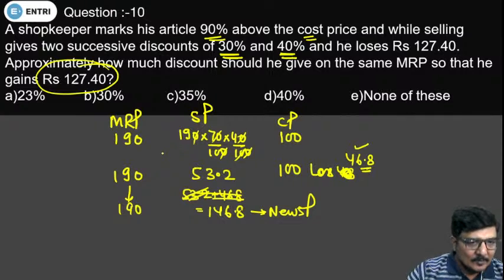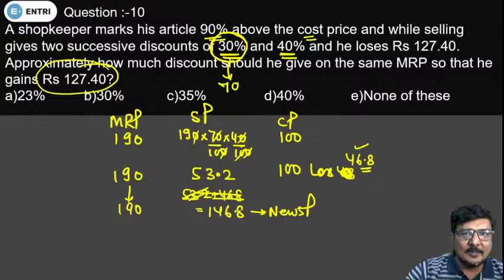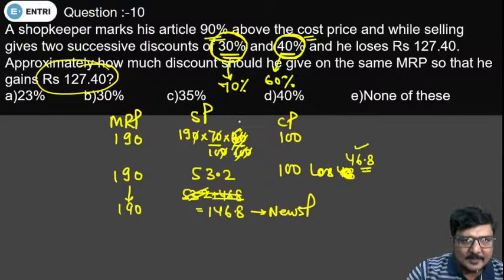Rani is asking why 70. Because if you are reducing a certain value by 30%, the remaining value will be your 70%. And when you are reducing a particular value by 40%, the remaining will be 60%. Got my point? I made a little mistake. This will not be 40, this will be 60, because we are reducing the value by 40% and keeping 60%.